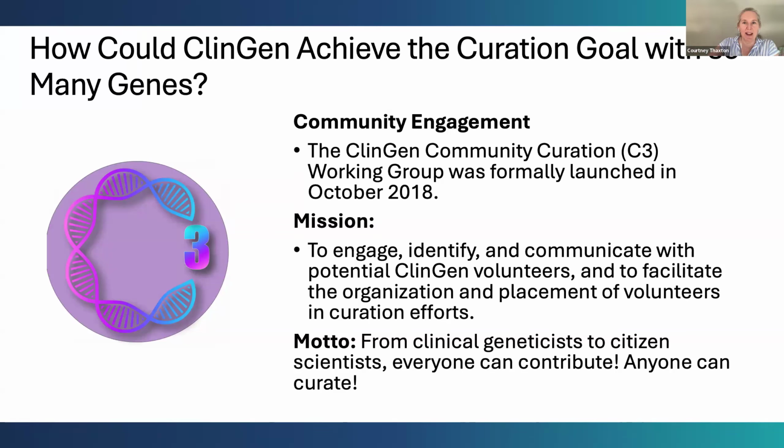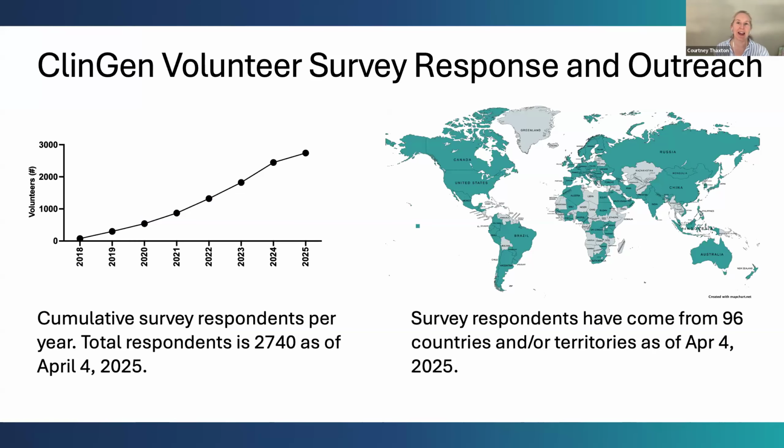And I can say we have had citizen scientists with no background doing baseline annotation and really helping to find papers of interest for groups. You can see that we have now over 2,700 respondents to our survey as of April, and it's always growing. And we've actually reached out to 96 countries.